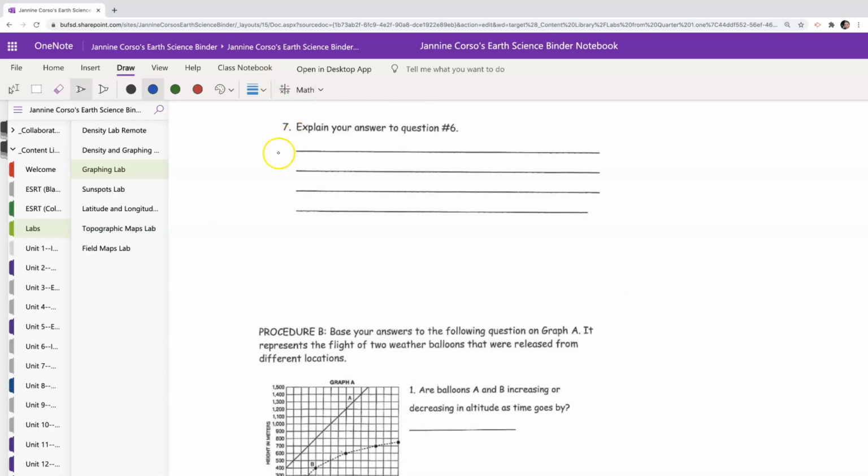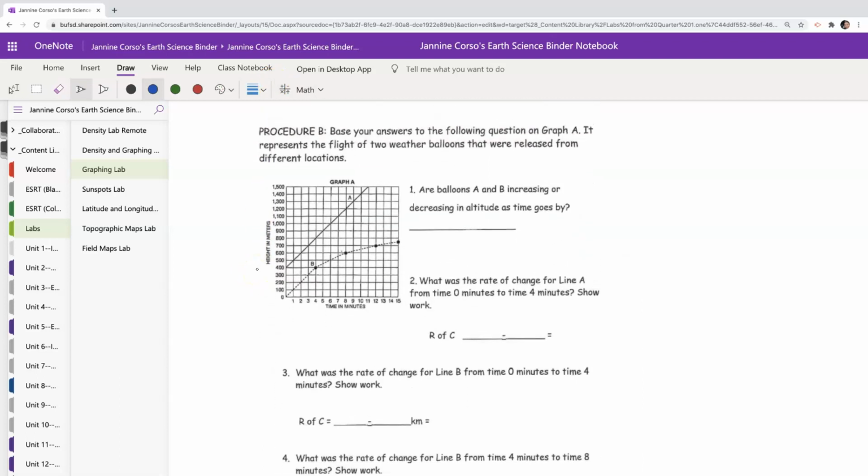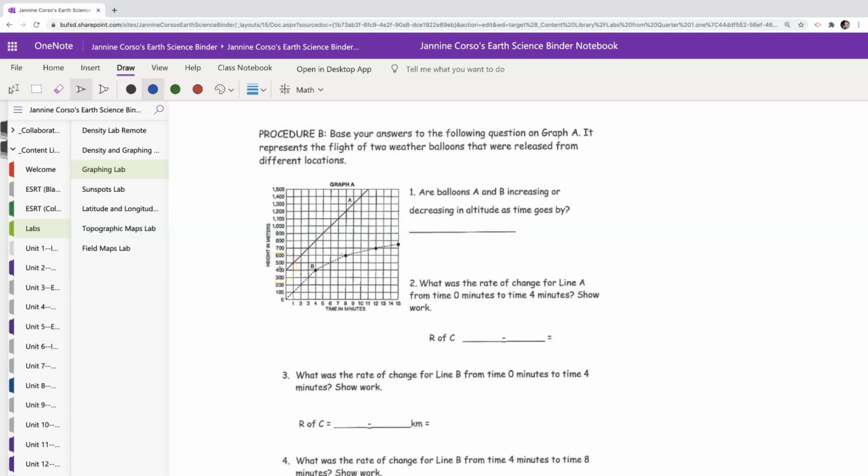So again, you put down what you think for 7. I put down what I think, right? No answer would be wrong there. Just make sure you support your answer. So that brings us to procedure B.